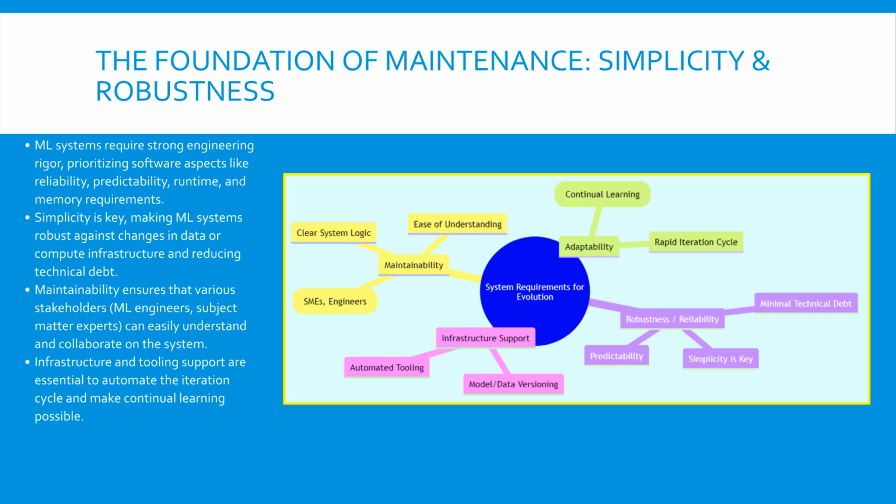These factors rely on core robustness and reliability, emphasizing that simplicity is the key defense against high technical debt and unpredictability. Finally, all these requirements depend heavily on robust infrastructure support, which provides the necessary automated tooling, platforms, and versioning capabilities to manage the complexity inherent in data-driven systems.